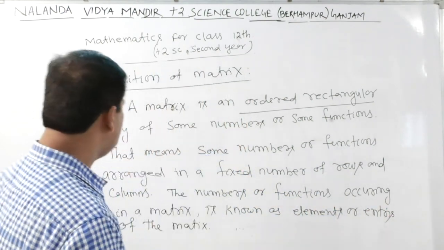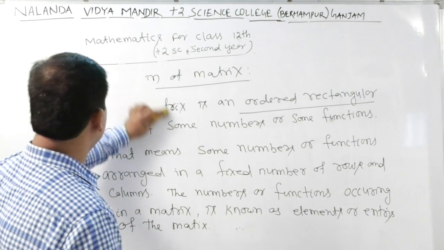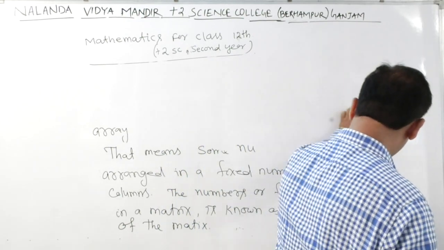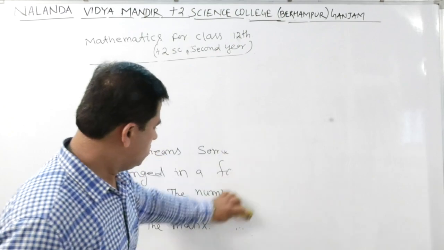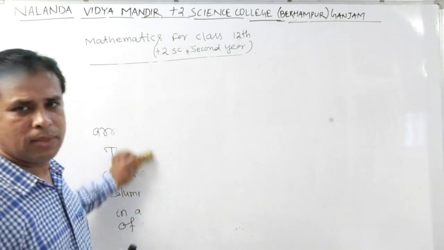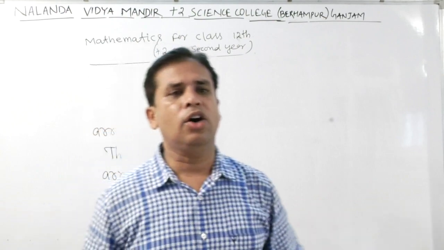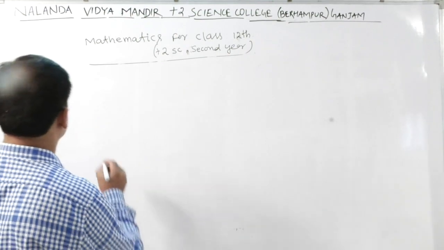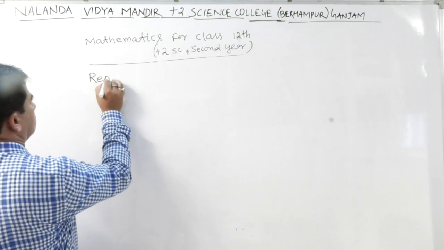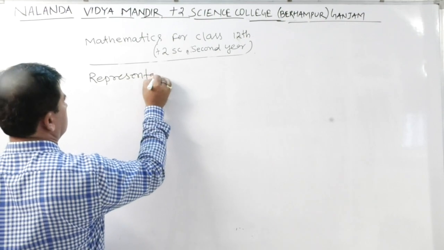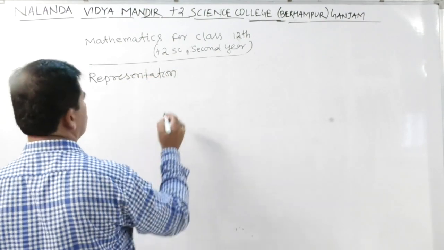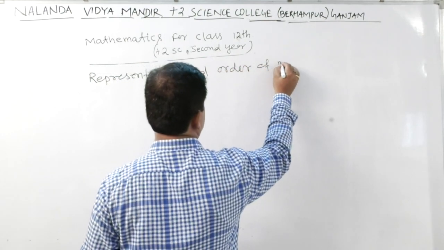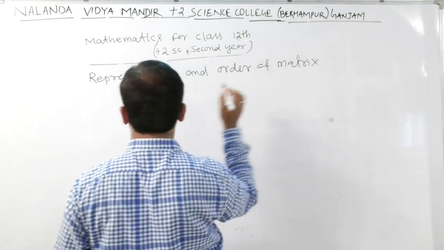Okay, now how can we represent a matrix? The representation of a matrix means how to write or represent a matrix, and the order of a matrix. Representation and order of matrix.